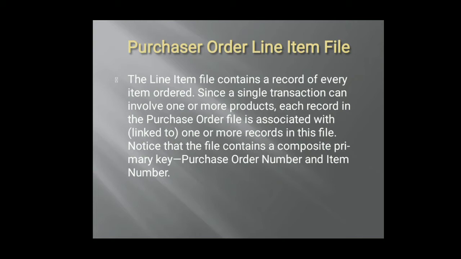Purchase order line item file. The line item file contains a record of every item ordered. Since a single transaction can involve one or more products, each record in the purchase order file is associated with one or more records in this file. Notice that the file contains a composite primary key: purchase order number and item number. Both of these attributes are needed to uniquely identify each record in the file.